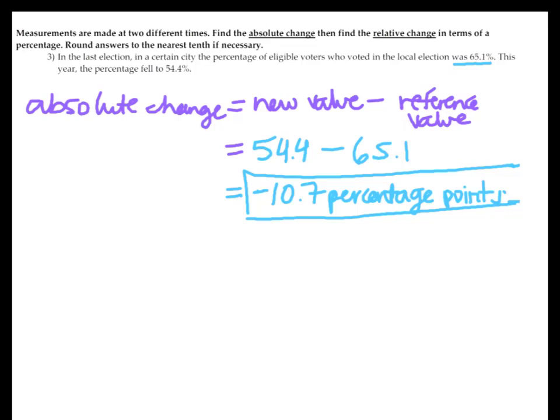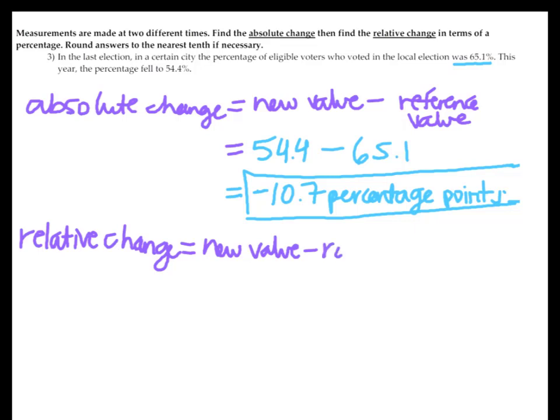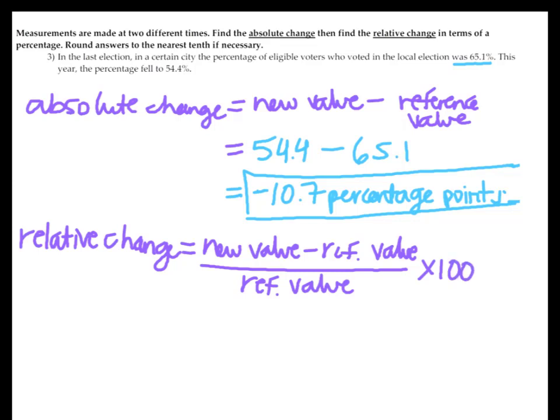Okay, so for relative change, we have a different formula. We have new value minus the reference value over reference value times 100%.